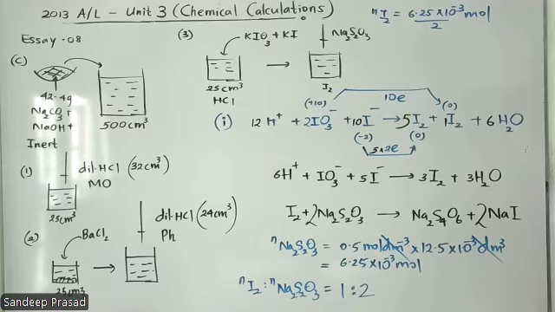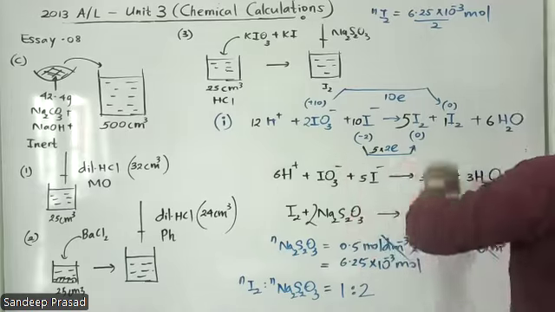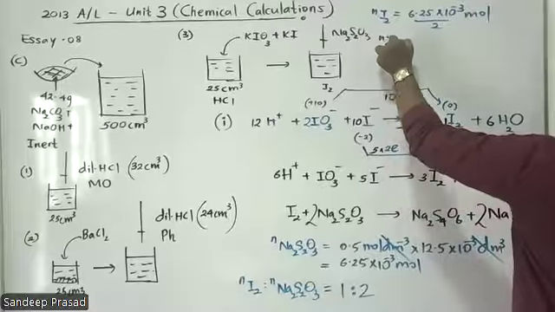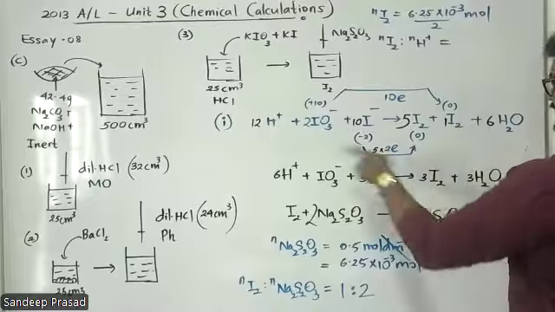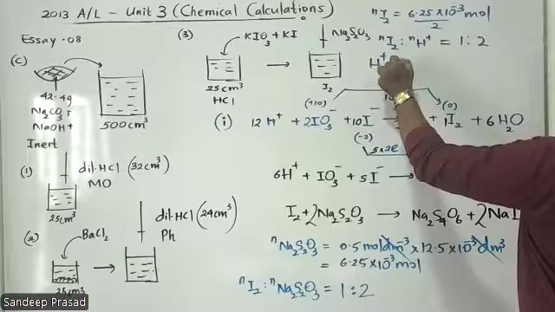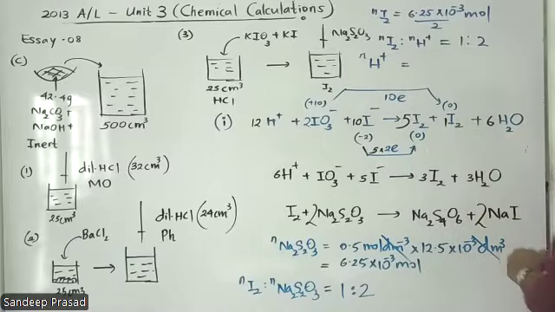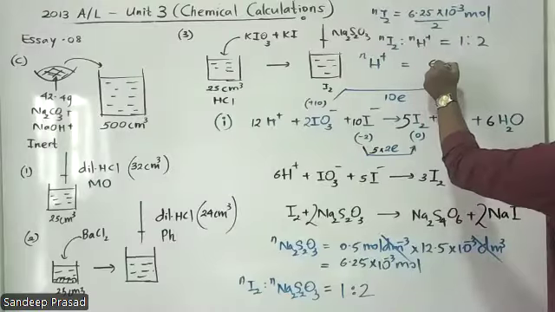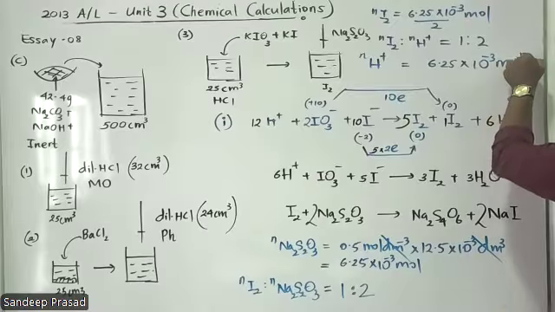Then the iodine and H plus reaction stoichiometry is equal to 3:6. That means 1:2. Then the number of H plus moles is equal to 2 times that, which means 6.25 10 to the power minus 3 moles.